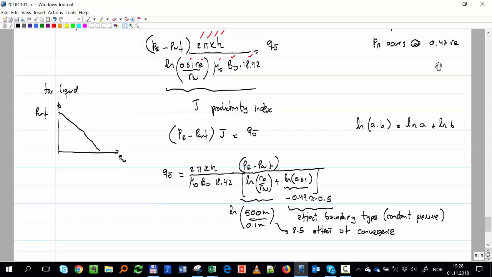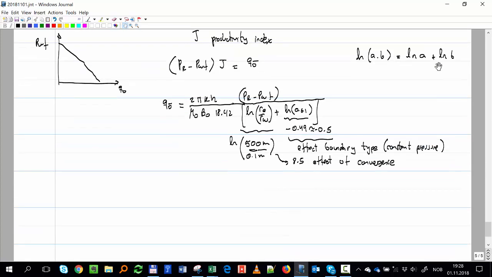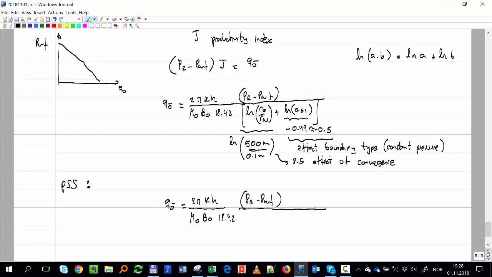pseudo-steady state. Exactly the same. So what are we going to get in that case? QO, exactly the same equation. So for PSS, 2 pi KH over BO. And now it is 0.47, right? And how much is 0.47? Again, 9?